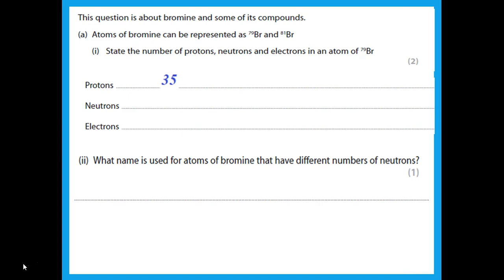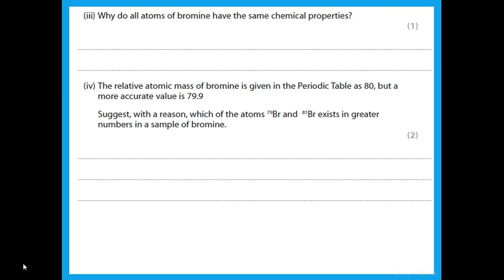Now, how many neutrons? That will be 79 minus 35, which is 44. And the electrons are the same as protons. What name is used for atoms of bromine that have different numbers of neutrons? Of course, different numbers of neutrons are isotopes.